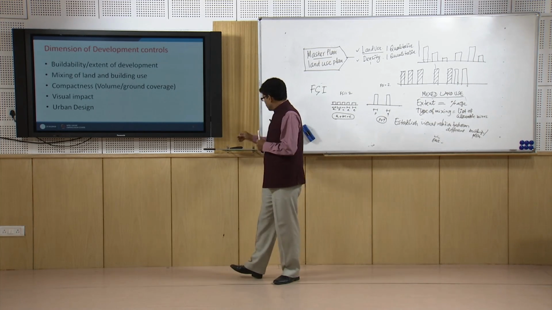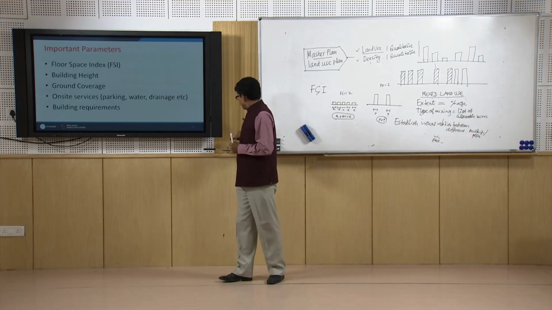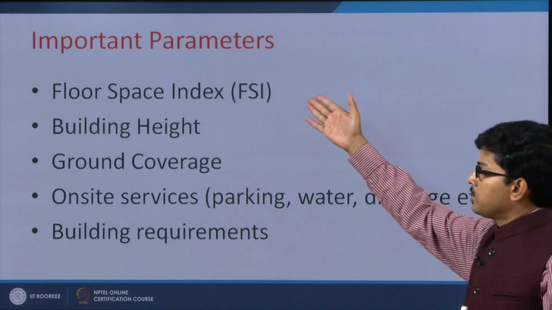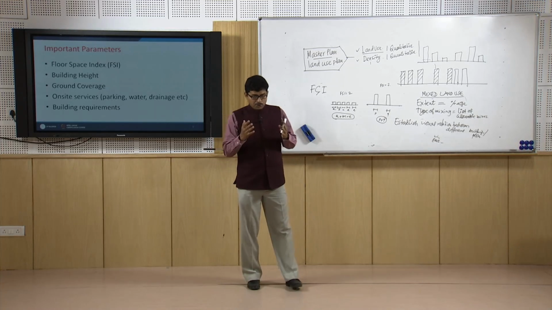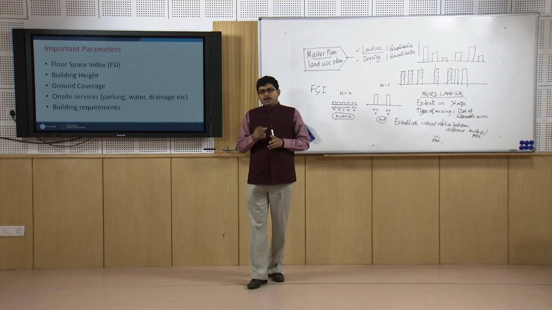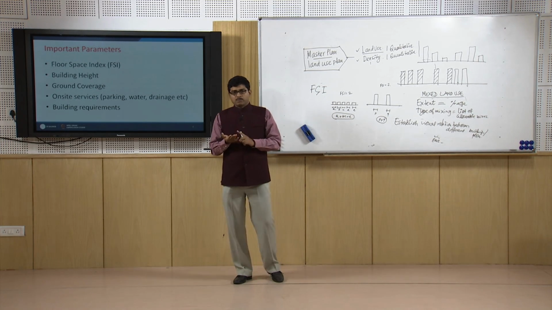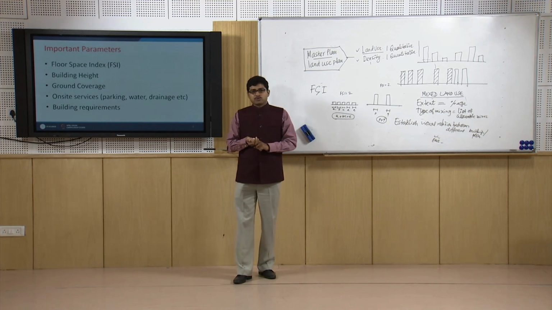Now let us see the next part of the discussion. What are the parameters? We discussed the floor space index. We should talk a little more about the floor space index. Basically it is an index which defines the maximum buildable area of a given plot. So for residential, for commercial, for industrial, for cultural, the floor space index could be different.